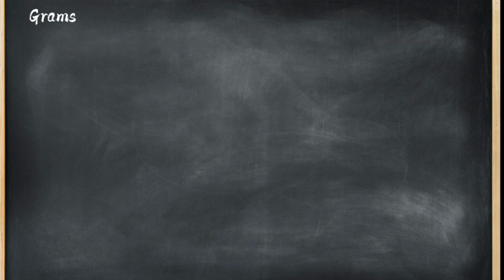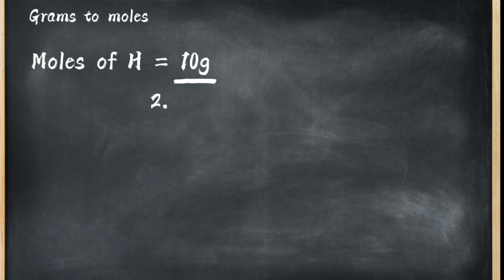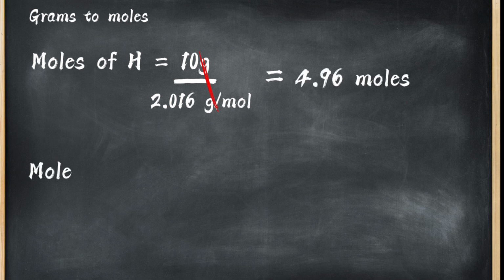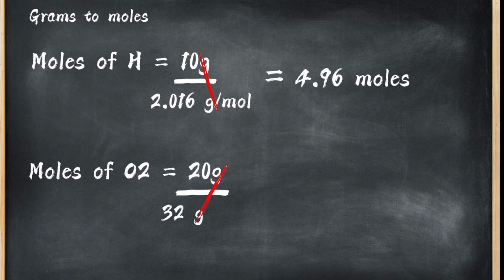First, we need to convert grams into moles. Moles of hydrogen is equal to 10 grams over 2.016 grams per mole, which is equal to 4.96 moles. Moles of oxygen is equal to 20 grams over 32 grams per mole, which is equal to 0.625 moles.